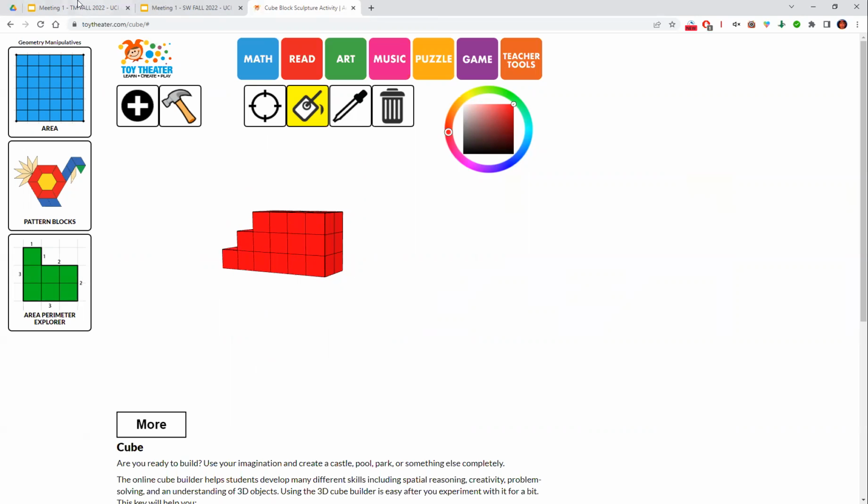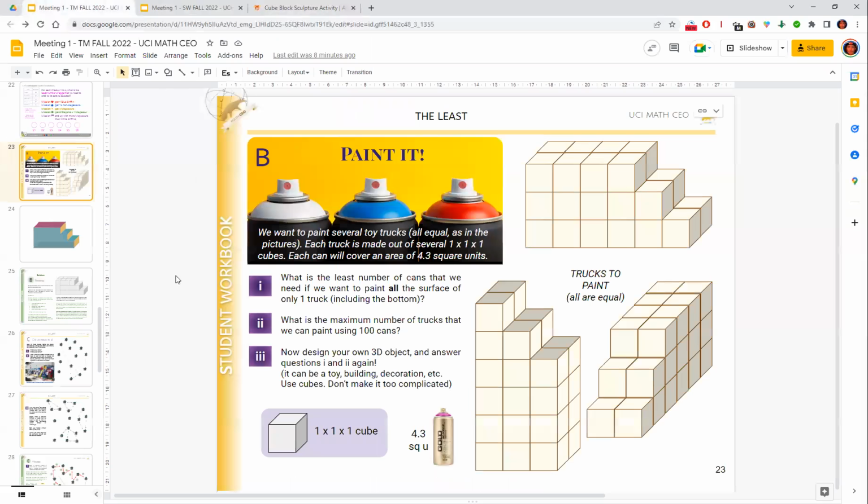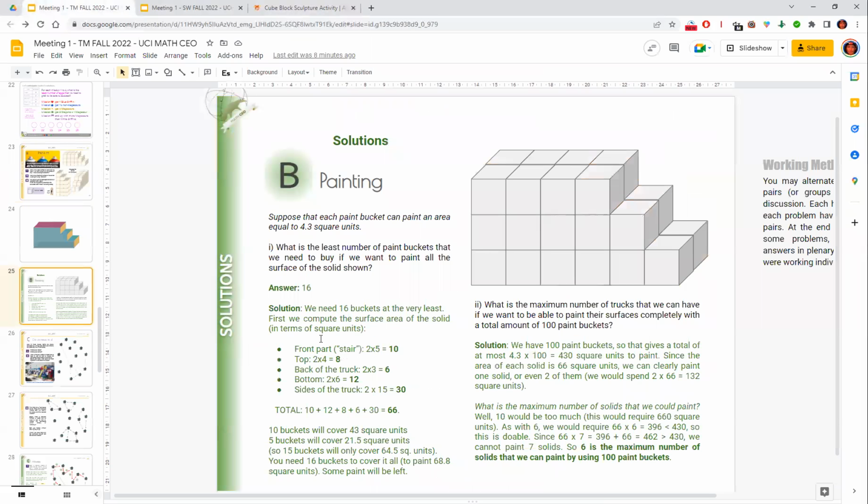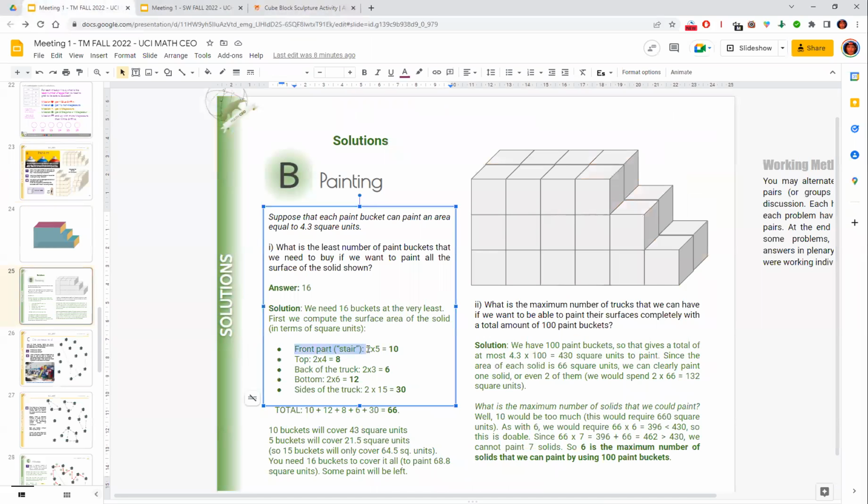So you can do this with mental math, or start writing some numbers, and this bottom would be 12. And so let's look at it in the manual. There are several ways to count it, and you shouldn't just impose one way. So in the solutions of the manual, we counted the front part, which is like a stair, and it has 10. So these 2, 4, 6, 8, 10. The top is 8, 2 times 4. The back of the truck, you don't see it here, but it's 6. The bottom is 12, and then the sides of the truck is 30. And so if you add these numbers, you get 66.